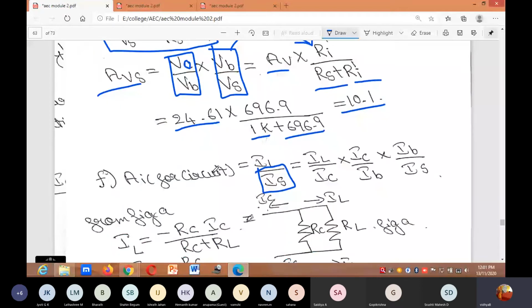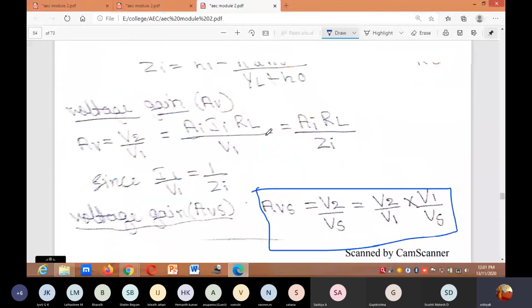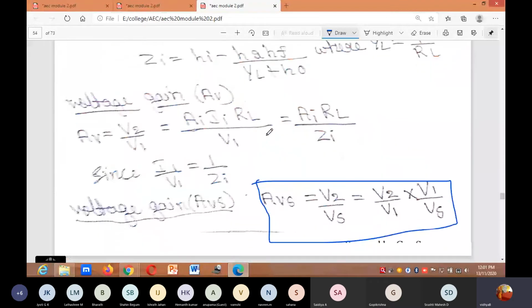AVS value. AI is equal to what? IL divided by IS is equal to this. They have split it. You can observe, midband analysis of BJT.